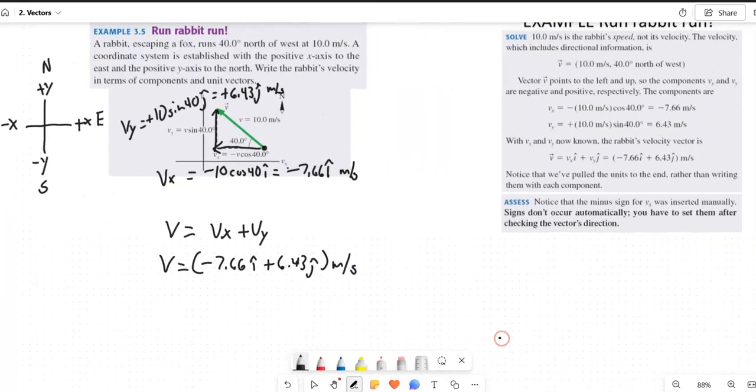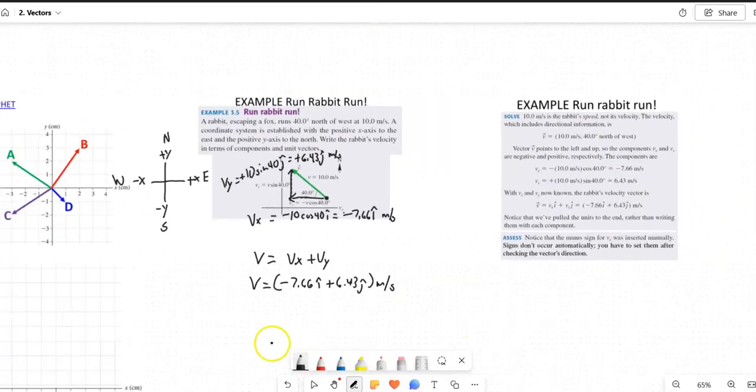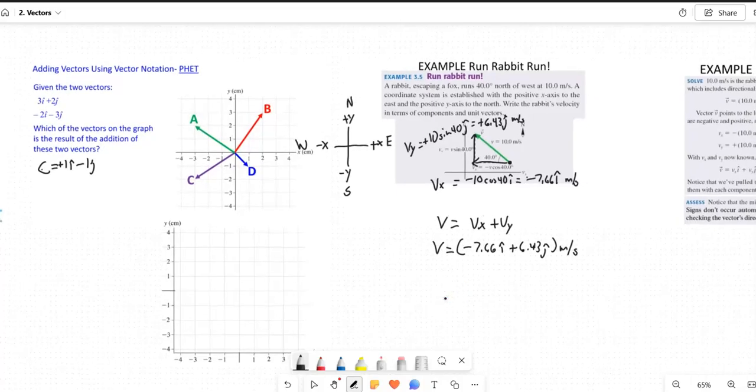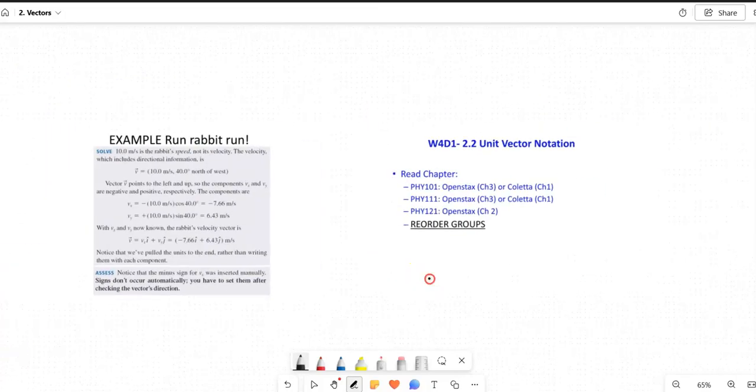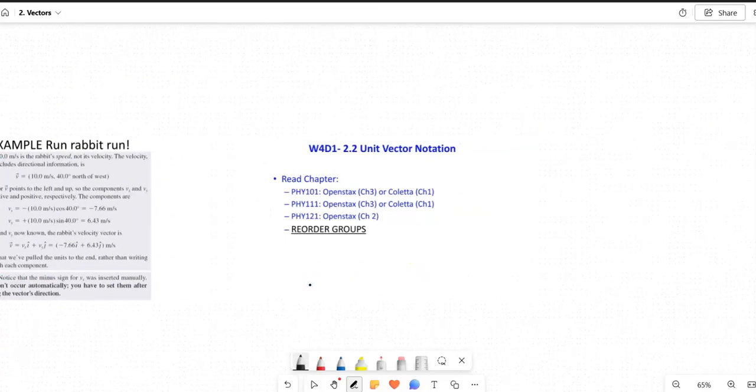Okay. So pretty simple problem. Hopefully you've learned a lot about unit vectors. And again, if you haven't done the reading, please do so.